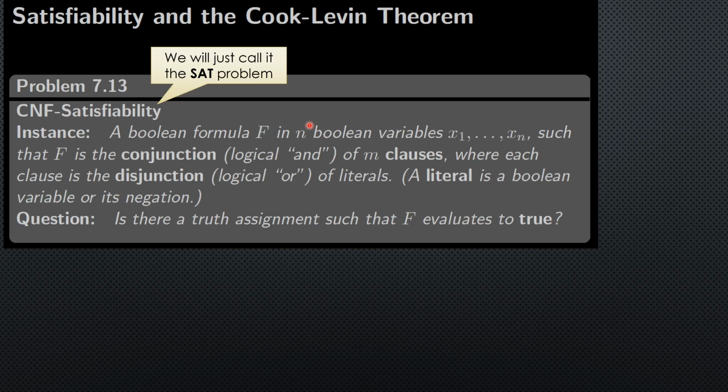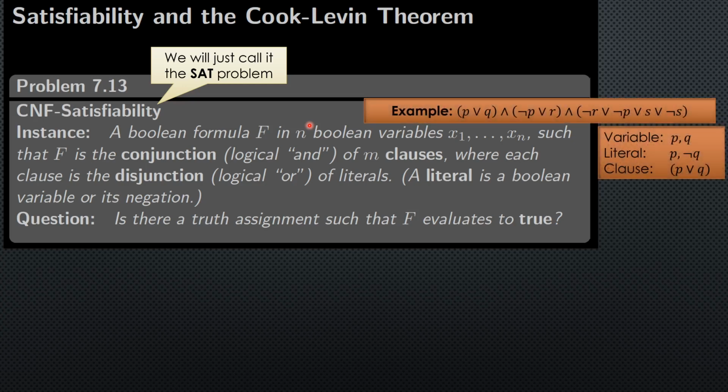Well, an input, or an instance, is a Boolean formula. If you remember your logic course, you probably remember Boolean formulae that look something like this. It's a formula that has n Boolean variables, x1 up to xn. Boolean variables are just true or false. And f, the formula, is going to be the conjunction, logical and, of a bunch of clauses.